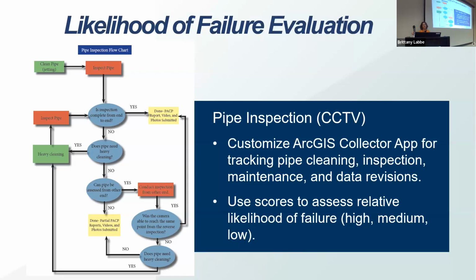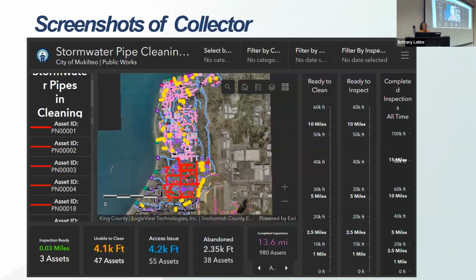So we use those scores then to assess the likelihood of failure. Again, high, medium, or low. And now Meiring is going to talk about how the data is being used in the city.